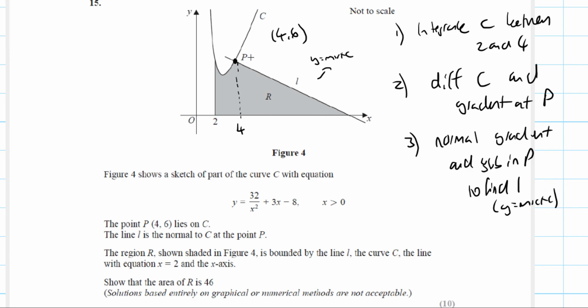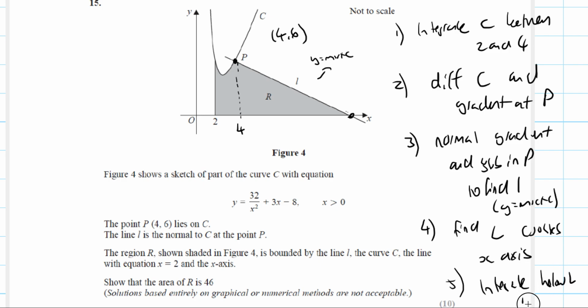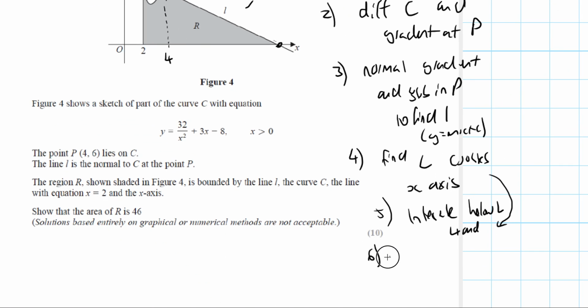Once we've found that, we're looking to integrate this, but we don't know where it crosses the axis. So then step number 4 is to find where L crosses the x-axis. And then number 5, we're going to integrate below L between 4 and the point that we've just found. And then number 6, we need to add the areas together.